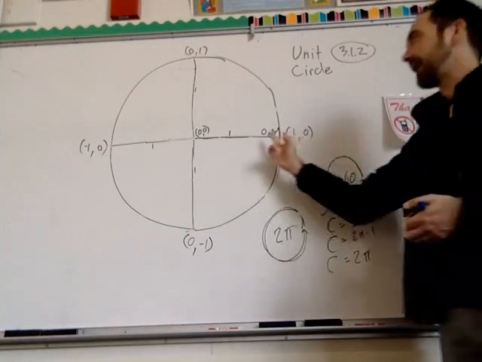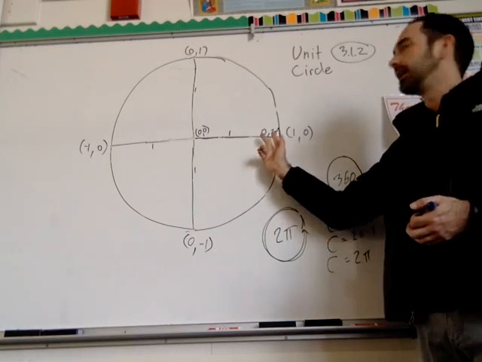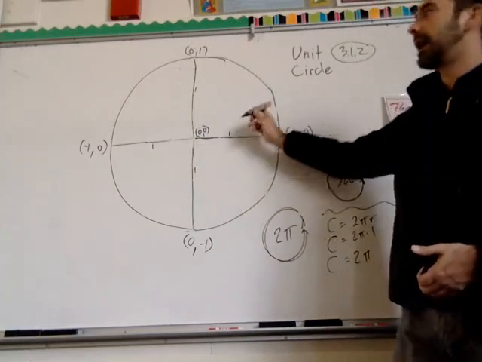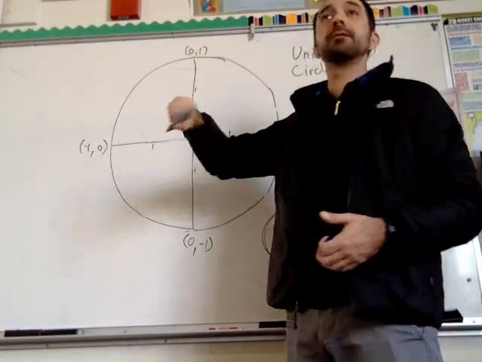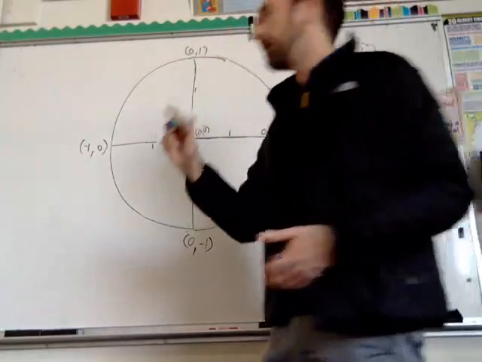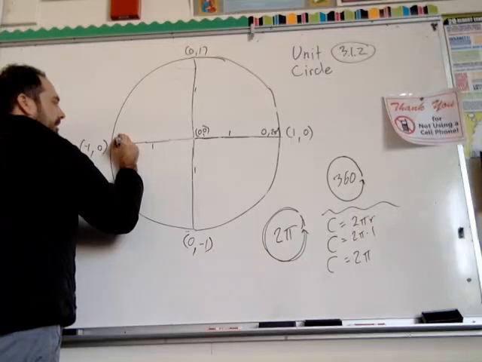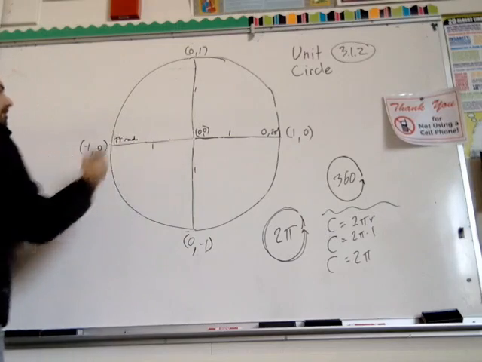All right, is everyone okay with how I got these two here? Pretty good? Okay, so if I go all the way around, it's 2 pi. How about if I go halfway around? Halfway around? Pi. This measurement right here, our theta is pi. And I'll just write it, radians.